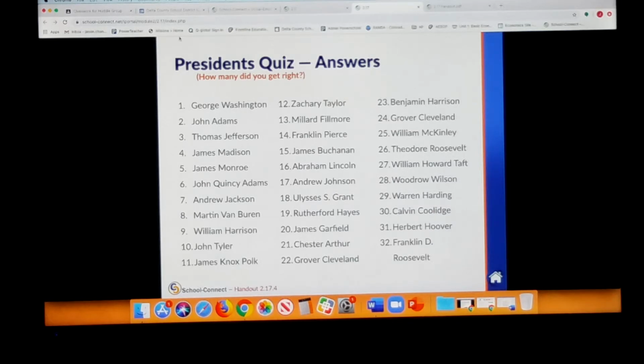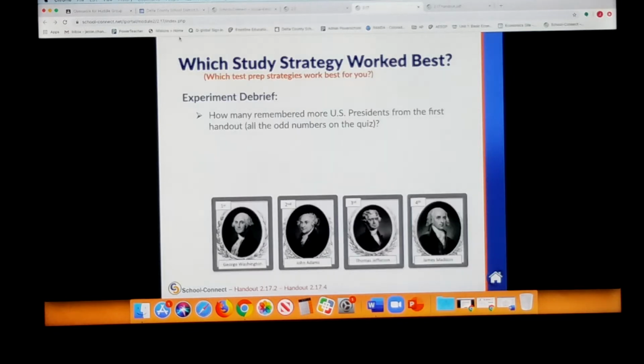I think I probably could have named, how many presidents up to 45? How many did they show? 32? I bet I could have named 26.